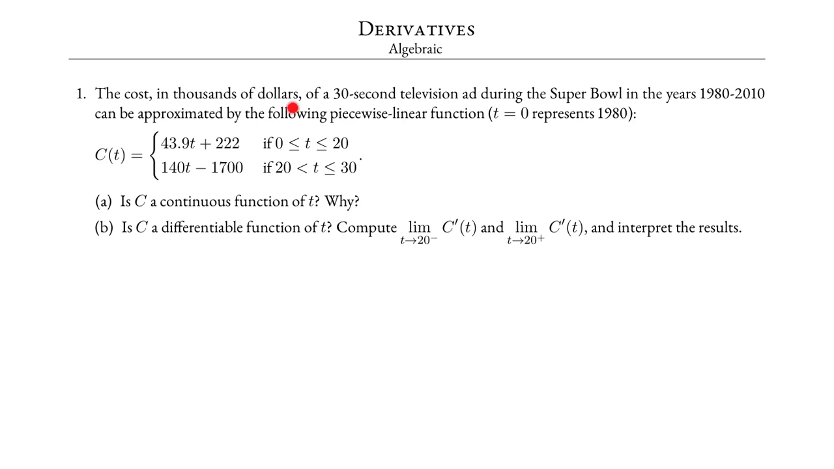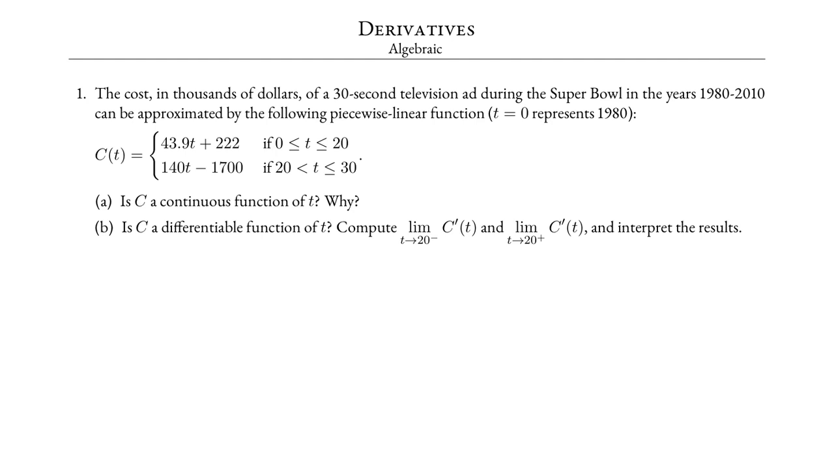The cost in thousands of dollars of a 30-second television ad during the Super Bowl in the years 1980 to 2010 can be approximated by the following piecewise linear function. t = 0 represents the year 1980. C(t) = 43.9t + 222 if t is between 0 and 20, including 0 and 20, and 140t - 1700 if t is more than 20 but less than or equal to 30.